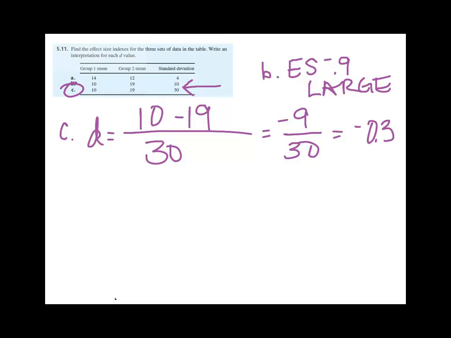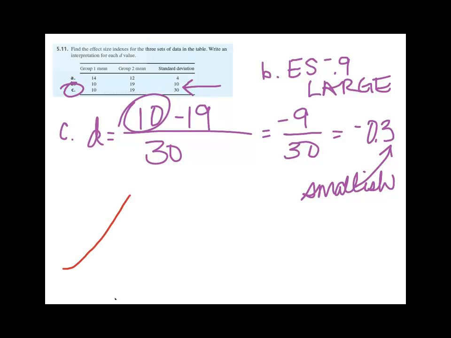Now, again, the negative simply tells me that the first number, which was the population for group 1, was smaller than the other. But now this 0.3 is a smallish effect size difference. So let me try and represent that graphically.